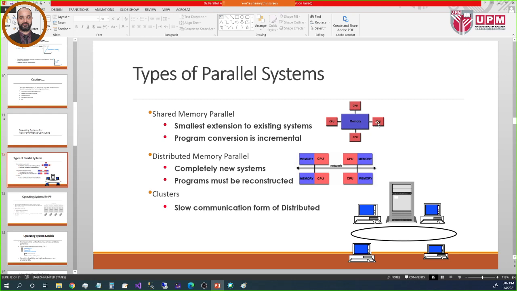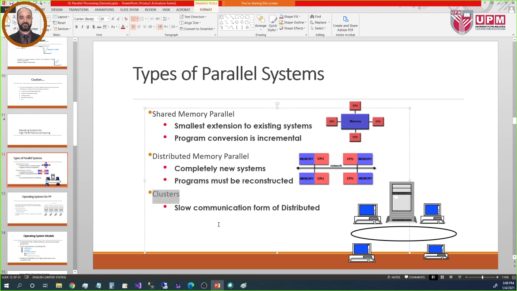In this case, we have one memory and multiple CPUs, and all CPUs share the same memory like a whiteboard. One can write, others can read. This one has the smallest extension to existing systems. Program conversion is incremental. Distributed memory parallel: in this case, each CPU has its own memory. Then they use a very fast network to communicate among those CPUs. So these are completely new systems. Programs must be reconstructed.